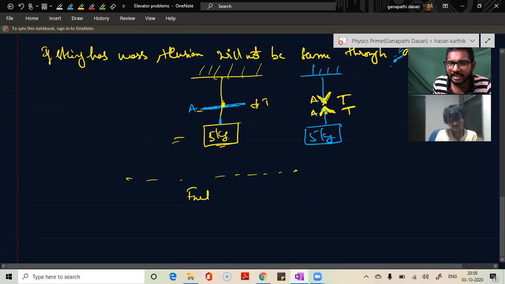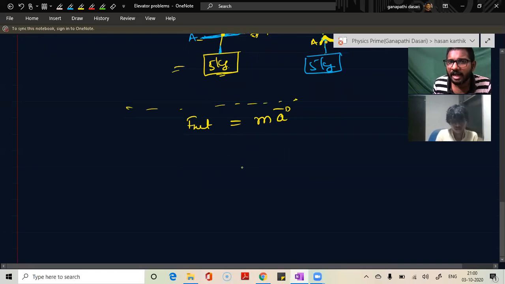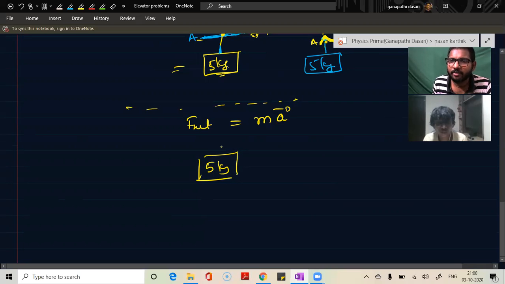We know that F net external is equal to dP by dt. In that I consider this mass to be constant, 5 kg. Then can I write it as mass into acceleration? Here I'll show you how to write this free body diagram. So on this 5 kg block, there is a tension. Which direction? You tell me. After cutting, upwards.